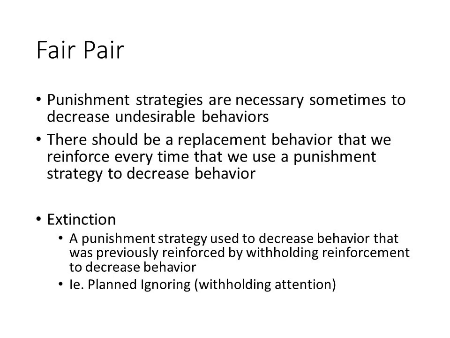Punishment strategies are necessary sometimes to decrease undesirable behaviors. There should be a replacement behavior that we reinforce every time that we use a punishment strategy to decrease behavior. This pairing of punishment strategies with reinforcement strategies is called fair pair. Extinction is a common strategy used to decrease behavior that was previously reinforced by withholding reinforcement. An example of an extinction strategy would be planned ignoring. You're withholding attention.